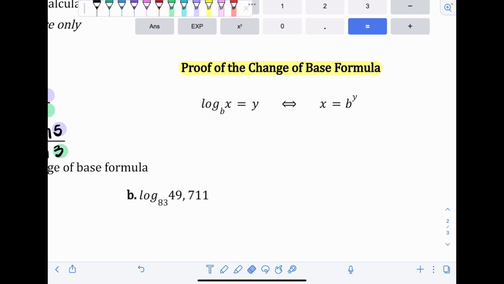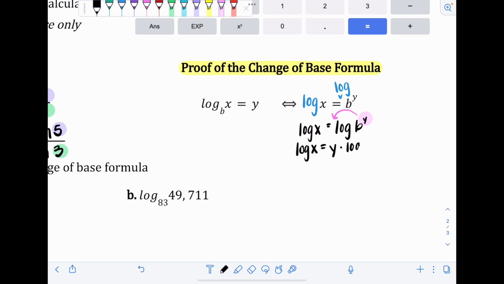And then in order to prove the change of base formula, we're going to work off the right side, the exponential side. The first thing I'm going to do is log both sides. I'm just going to use a common log. You could use a natural log, you could technically use any log to prove it, but I'm going to log both sides. So it'd be log of x equals log of b to the y. And then we just learned the power property that says if we have an exponent over what we're taking the log of, we can turn that exponent into a coefficient. So this would become log of x equals y times log of b.